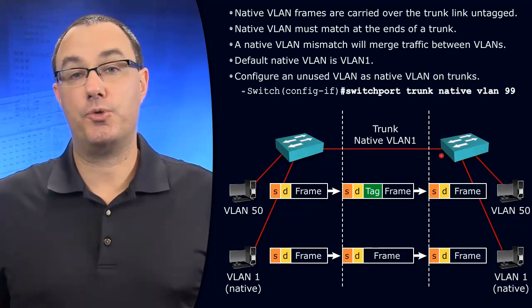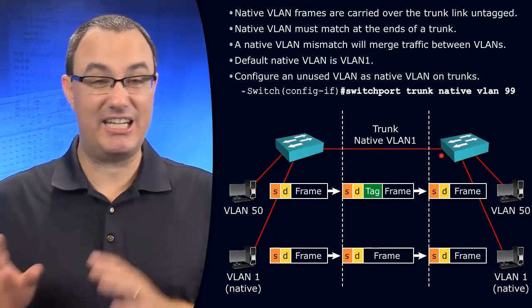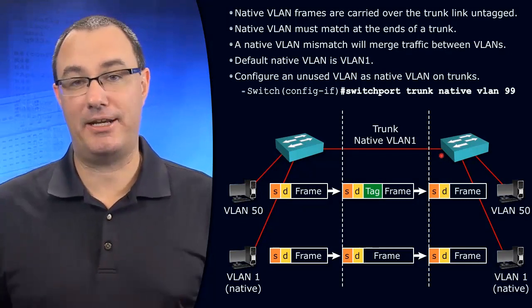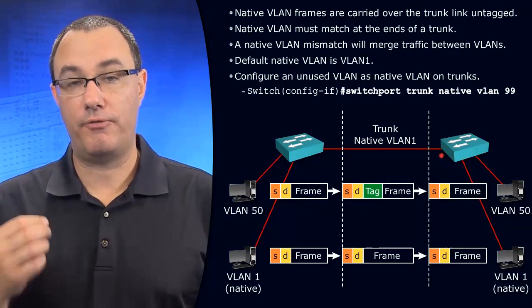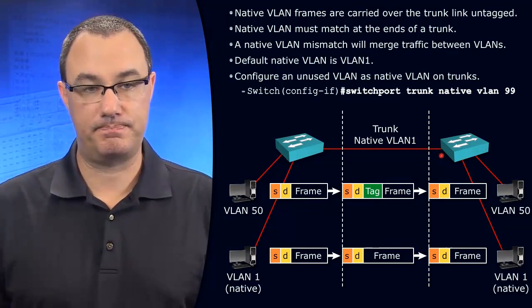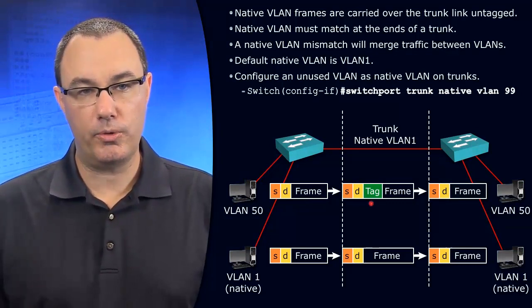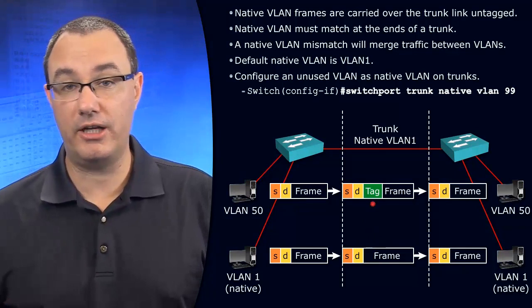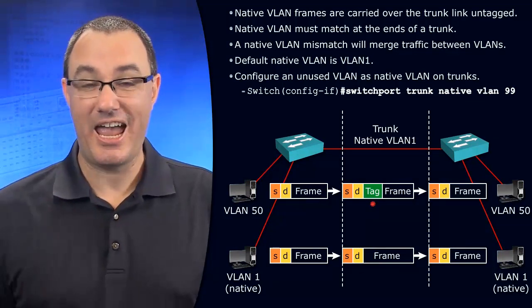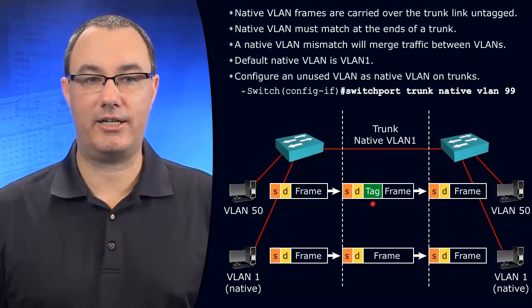Now, there's stories on why this is good. It isn't good. It's not beneficial to us. But it was a decision, and we are affected and stuck with this decision. Notice that VLAN 1 doesn't get a tag, but VLAN 50 does. And VLAN 2 through 4094 would get a tag. It's just VLAN 1 that doesn't get a tag.